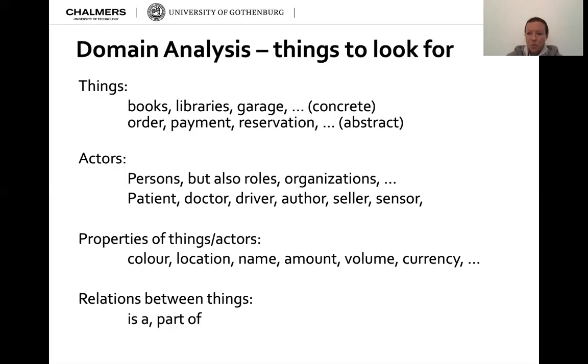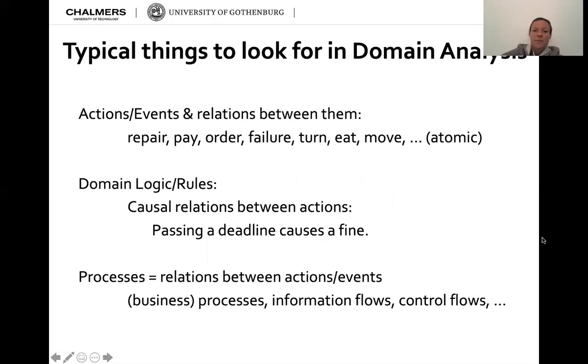The things and actors will become classes. The properties of things and actors sometimes turn into attributes if they are simple, or if they're more complex, they can turn into other classes. And then there are relations between the things, for example, an is-a relationship and a part-of relationship. A couple more typical things to look for are actions and events and the relations between them. For example, repair, pay, order, failure, turn, eat, move. So atomic events, atomic actions.